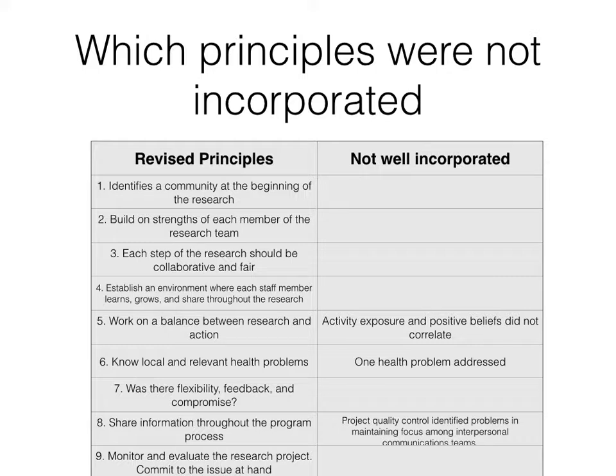And then for number 6, I wanted to add this one in because it showed another thing that was not well incorporated. For example, there was only one health problem addressed, and they didn't address other local health problems. And then finally, for number 8, for sharing information, I got this example from the lessons learned portion of the article, and it stated that project quality control identified problems in maintaining focus among interpersonal communications teams.